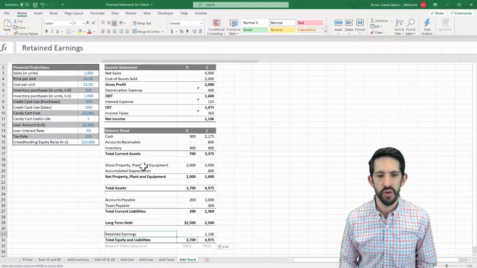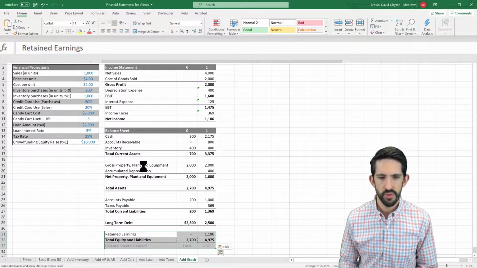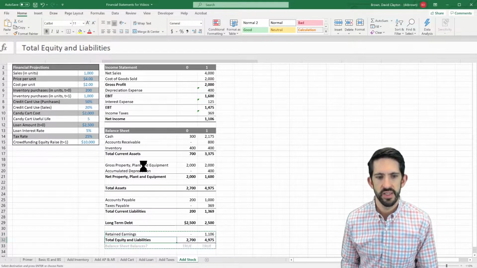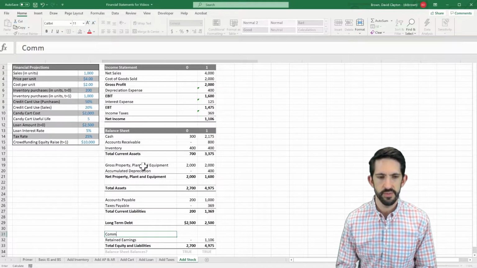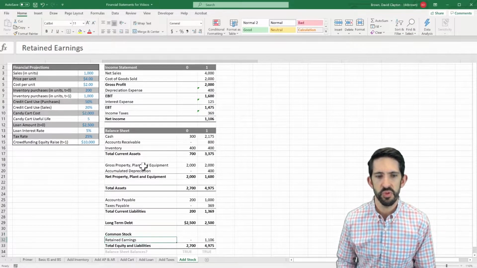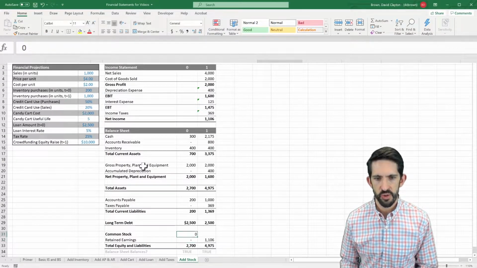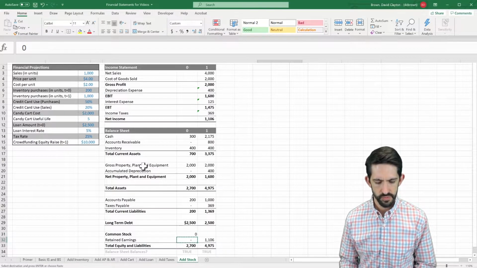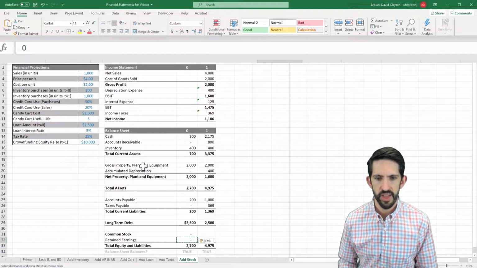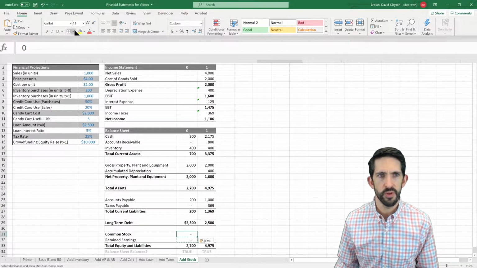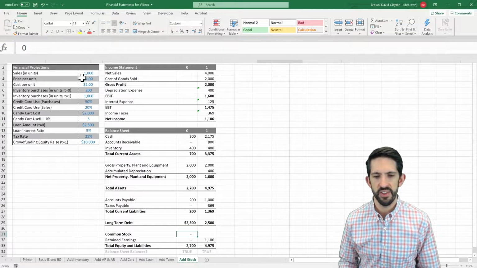So now we need to add one more line to our model. We're going to make a little bit of room here, and we're going to call it the common stock line. So common stock is what we're going to raise in our crowdfunding campaign. We're going to start out with that thing being equal to 0. Let's go ahead and layer that on, and remove our borders just to make it look clean.